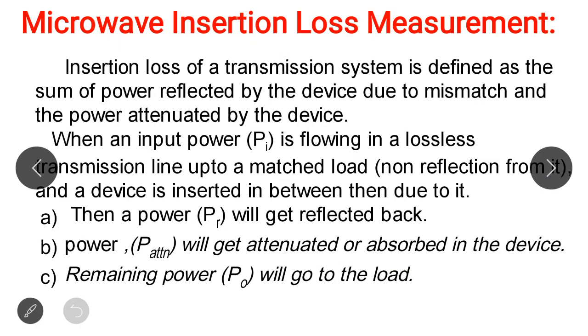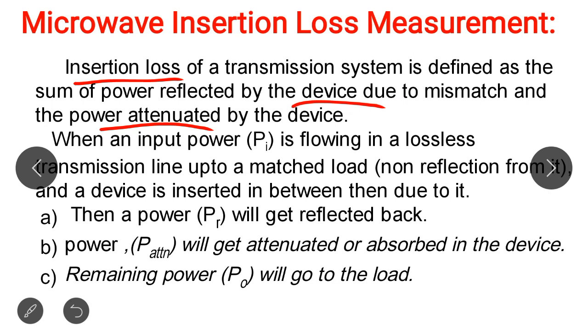Now next is the insertion loss measurement. The insertion loss of a transmission system is defined as the sum of power reflected by the device due to the mismatch and the power attenuated by the device.